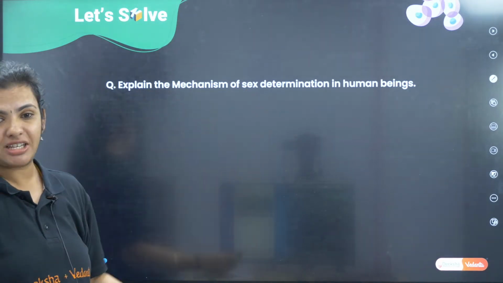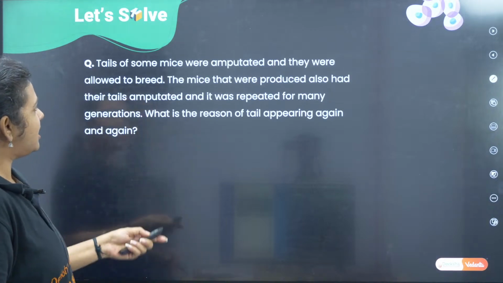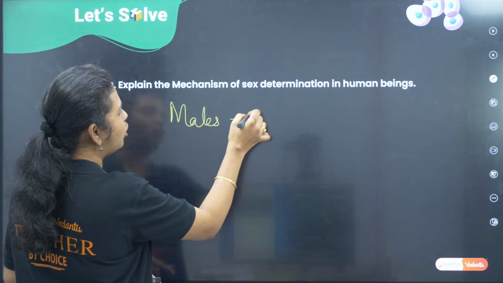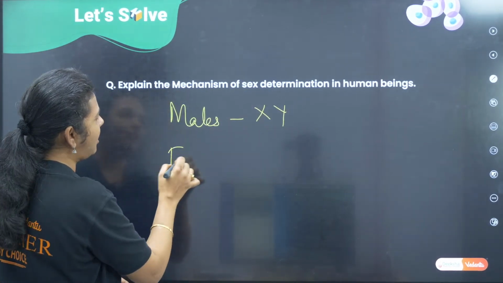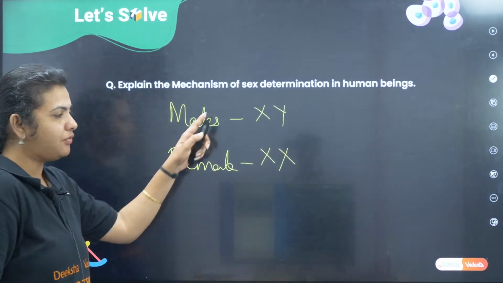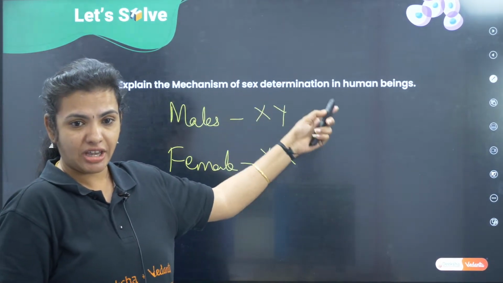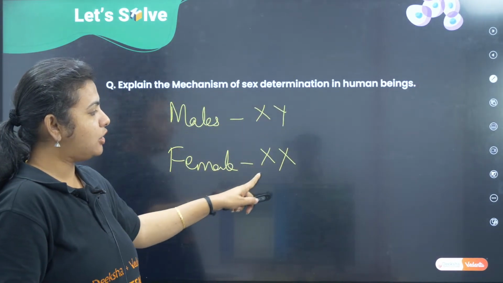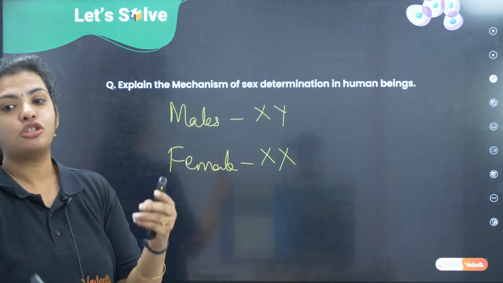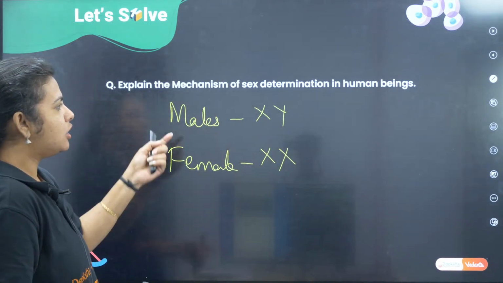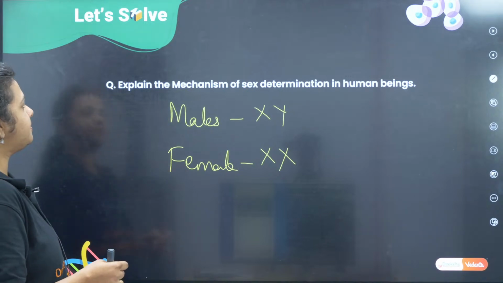Explain the mechanism of sex determination in human beings. It is the same thing that you are going to explain. So, in case of males, it is going to be XY. In case of females, it is going to be XX. So, you will explain that 50% sperms will be having X chromosome, 50% of sperms will be having Y chromosome. In females, it is just one. So, based on which sperm fertilizes the egg, we are going to get a boy or a girl. Alright, same answer, concept is the same, the question is different.